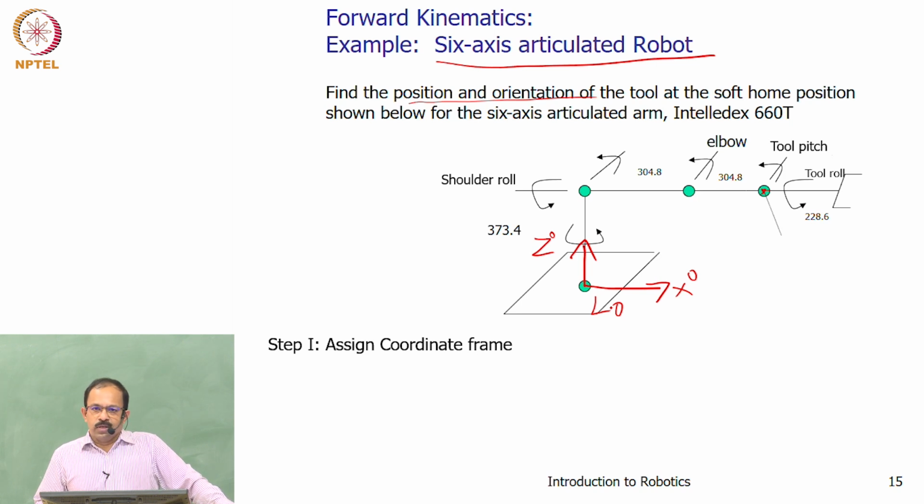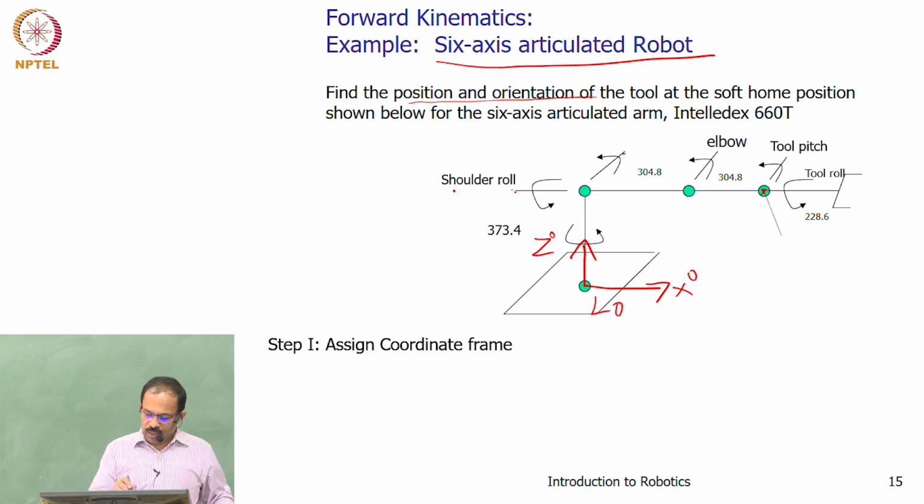Now you have a shoulder roll and a shoulder, we call it a shoulder pitch. This is shoulder roll, this is shoulder pitch, and then elbow pitch, and then tool pitch, and tool roll. So that is the way it is defined. So we need to look at each one. You can assign this as the first one or this as the first one depending on how you assign it. Either you take this as the second axis or this as the second axis. The next one as the third axis. Now you have to follow the same principle.